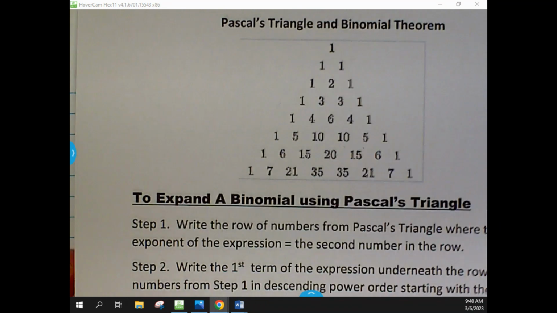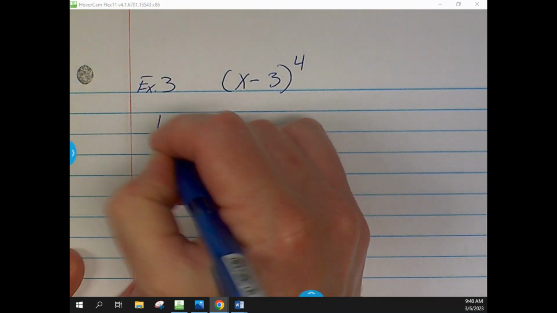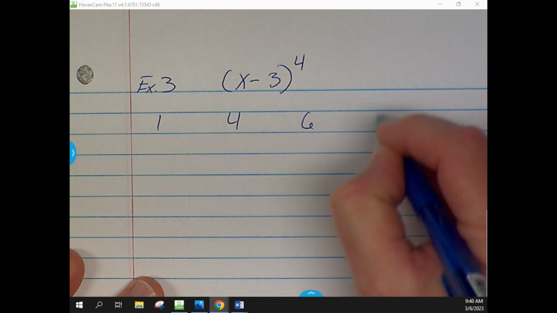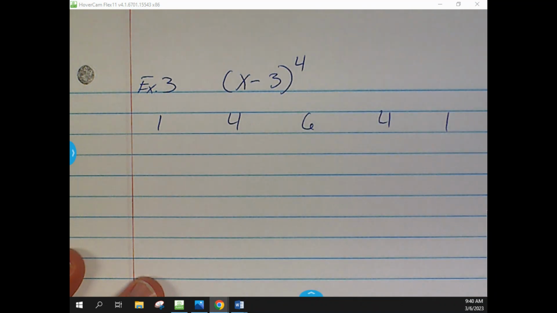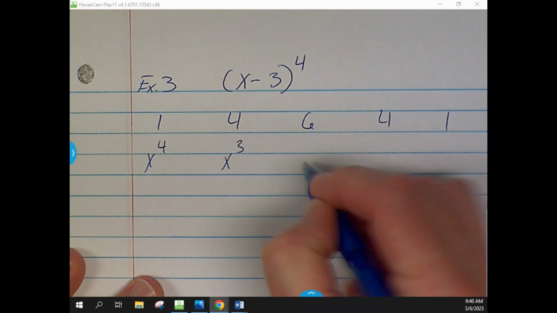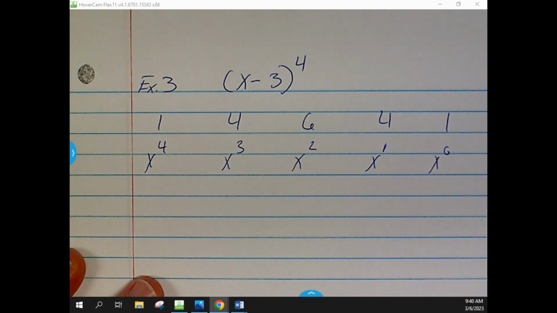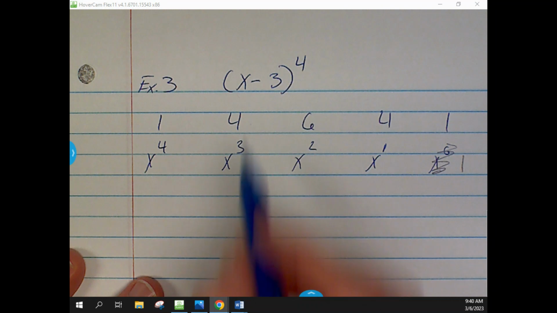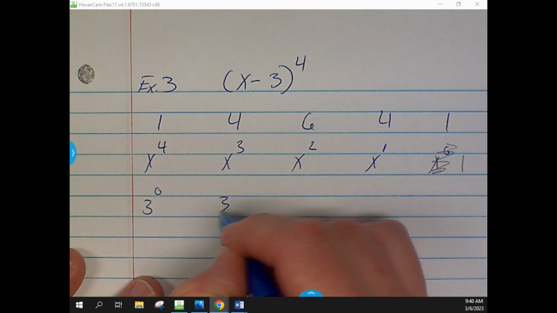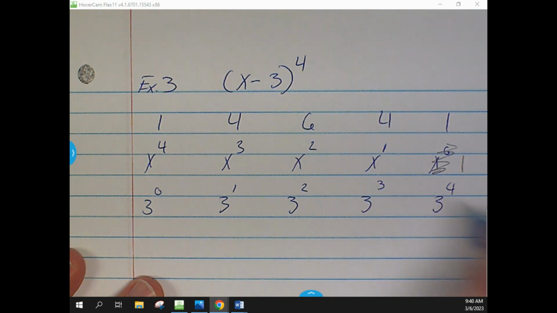Okay, so if we go to the row with the 4 in it, it's 1, 4, 6, 4, 1. Okay, and again, start with x and then count it down: x to the fourth, x to the third, x to the second, x to the first, x to the 0, but we know that's going to be 1. Okay, and don't worry about the negative. We'll worry about the negative later. Just worry about the numbers. It's 3 to the 0, 3 to the first, 3 to the second, 3 to the third, and then 3 to the fourth.